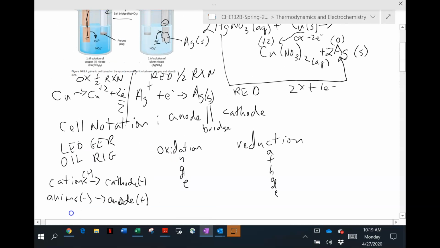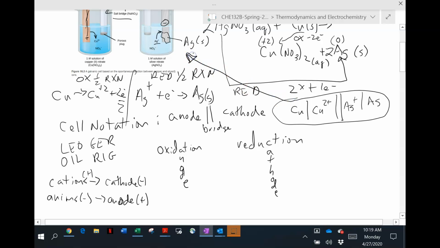So let's go up here and take a look at this. Our cell notation, we're going to write the anode first, and the anode is a piece of solid copper, and in solution next to it, a vertical line indicates that you've got a change in phase there. So going from a solid to solution, we've got copper 2+ ions. We don't have to list the nitrate ions. Then we have the bridge. And then on the cathode side, we've got silver ions in solution, and then we have a silver electrode. So this would be the cell notation for the cell described right there.